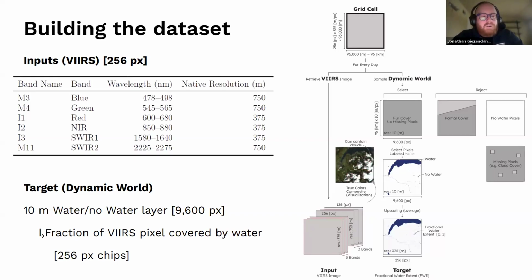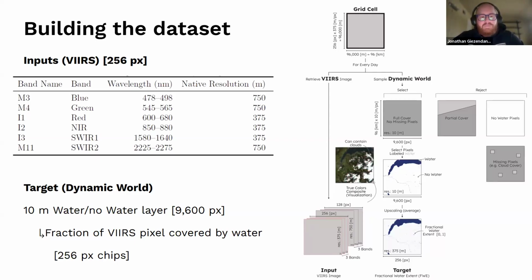As you may have guessed, our inputs are VIIRS bands. We use both 750 meter native resolution VIIRS bands and 375 meter VIIRS bands, the ones that we deemed the most important for water mapping. Then our target is Dynamic World, but rescaled at the VIIRS resolution. So we take the 10-meter water, no water layer from Dynamic World. This is about 9,600 by 9,600 pixels at the native resolution.